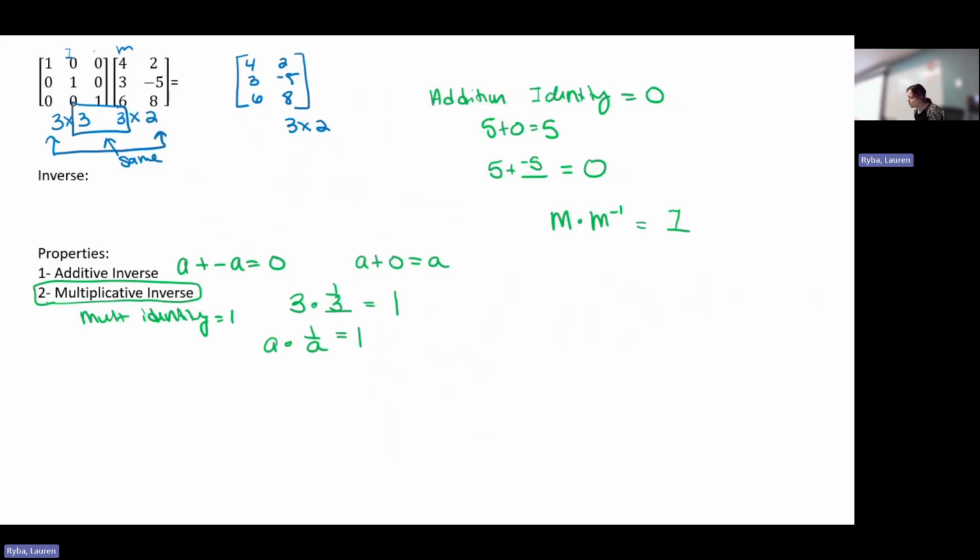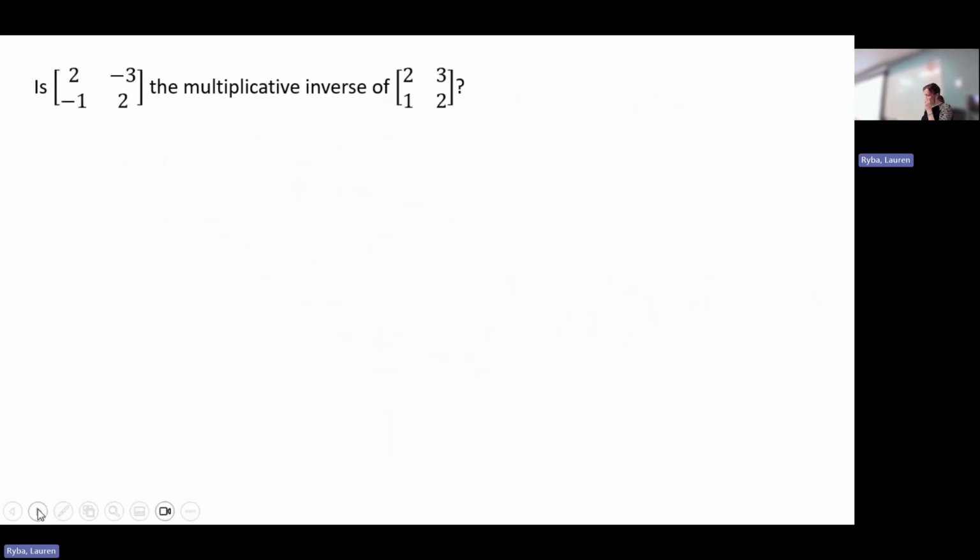So here's an example, on the next slide here. Is the matrix 2, -3, -1, 2 the multiplicative inverse of 2, 3, 1, 2? So the goal of this question is saying, if I take matrix 1 times matrix 2, do I get the identity? 2, -3, -1, 2, multiply with 2, 3, 1, 2.